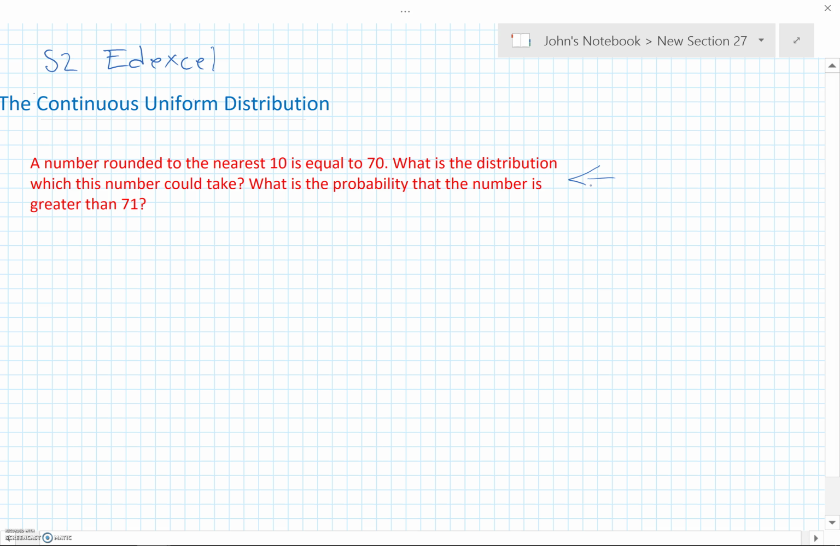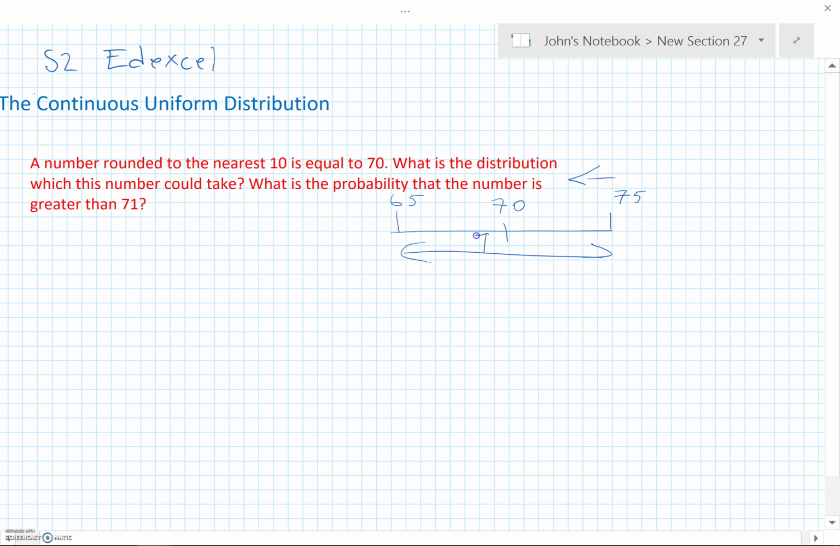If we had a number which was rounded to 70 to the nearest 10, then when it's rounded, remember we're talking about continuous numbers here, the most it can be is 75 and the least it can be is 65. So that makes it equal to 70. That basically means the number can be anything in between these with equal probability.